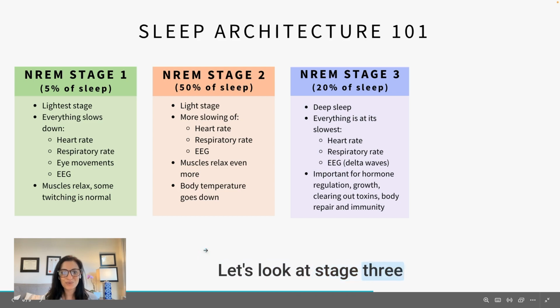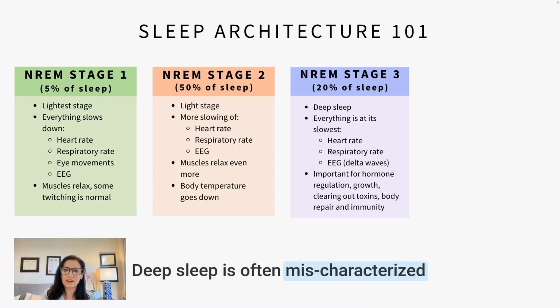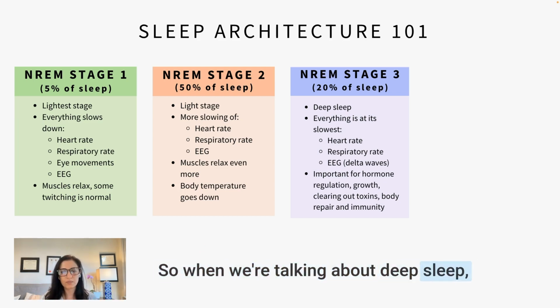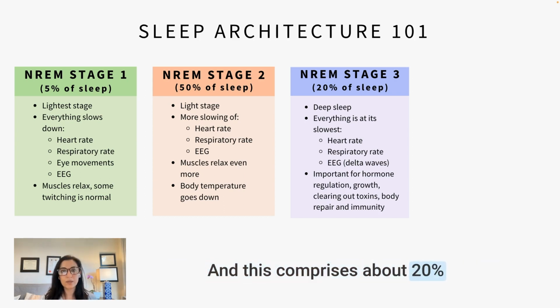Let's look at stage 3 sleep. This is deep sleep. Deep sleep is often mischaracterized as REM sleep. These are different stages. When we're talking about deep sleep, we're talking about stage 3 slow wave sleep, and this comprises about 20% of an adult's total sleep architecture.